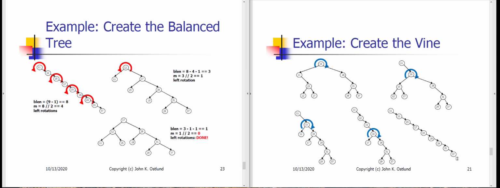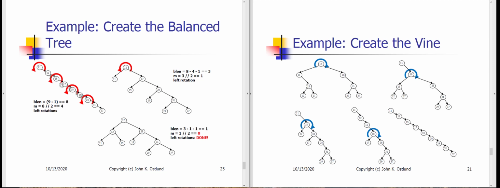Here we're going to start with our vine of these 9 nodes that are all down the right side in this sequence. Okay, so our backbone length is going to be 9 minus 1 for our first pass. That is, it's going to be 8 long. That means we're going to do 8 floor divided by 2 equals 4 left rotations, and we do those at alternating nodes. So that means we're going to do a left rotation at 11, then skip a node and do a left rotation at 15, skip a node, do one at 18, skip a node, do one at 29.